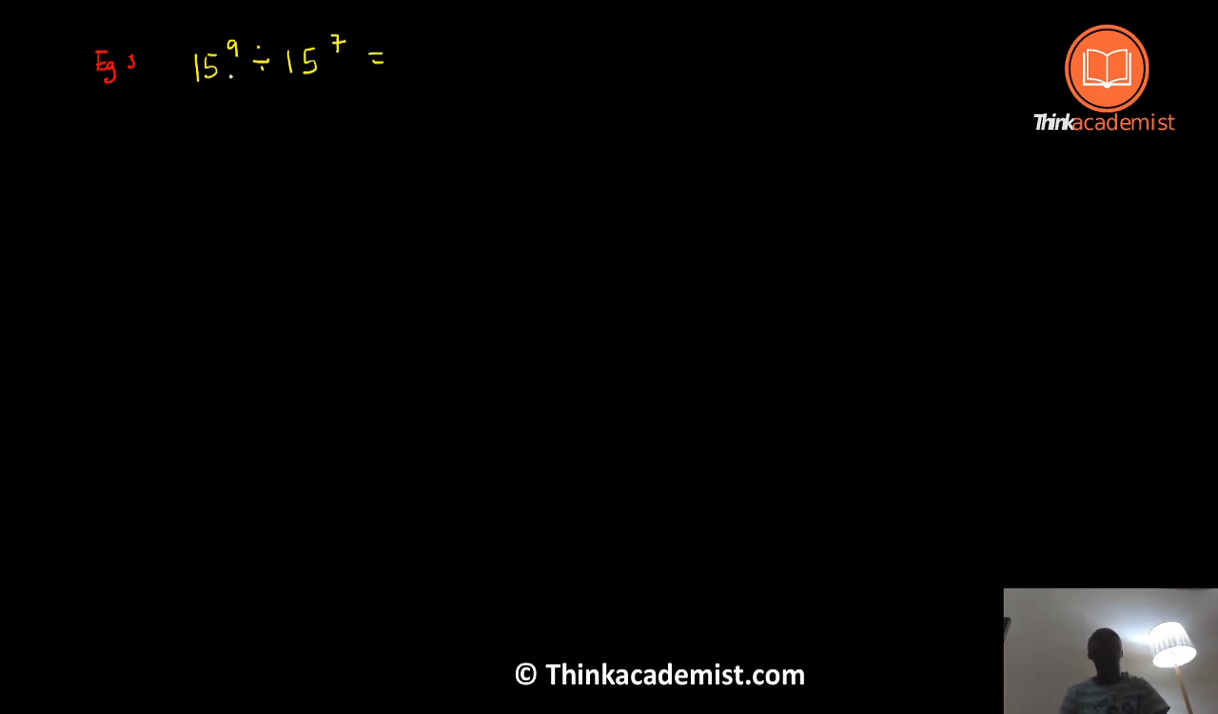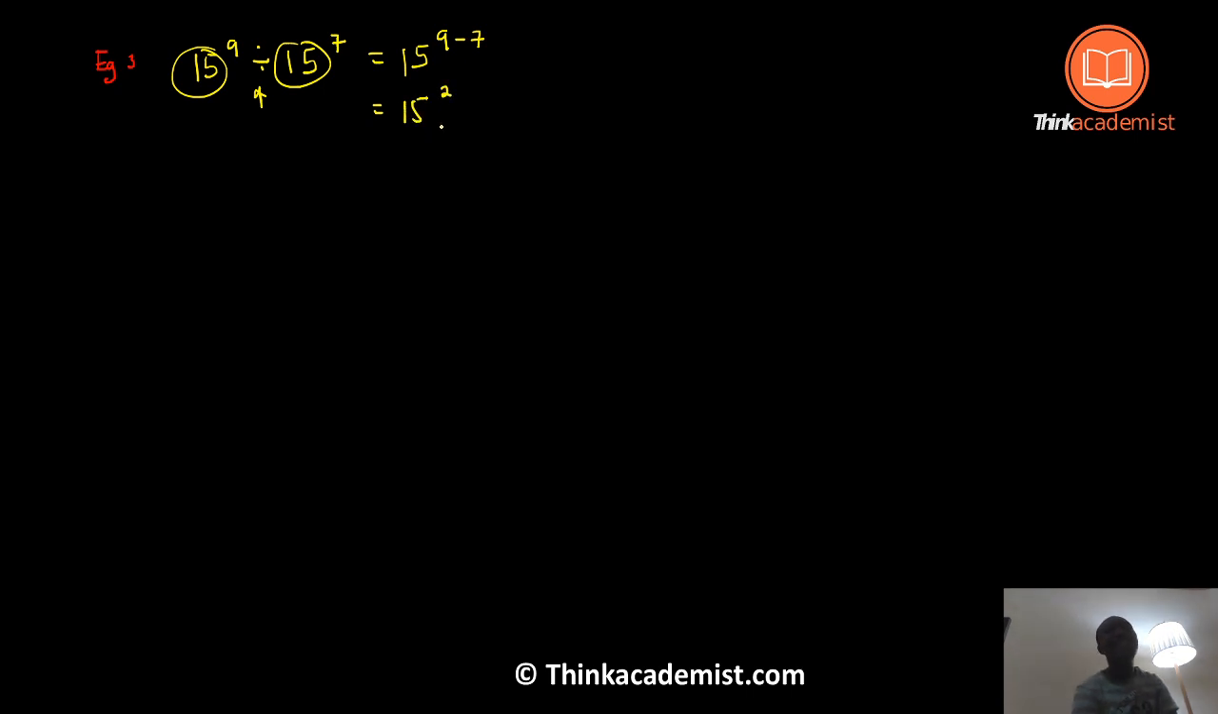This is so obvious. You realize that the base numbers are the same, so we'll represent it with just a single base number. And then what operation sign is here? Division. So since it's division, the powers would have to subtract. So 9 minus 7, so this will give us 15 raised to the power 2.